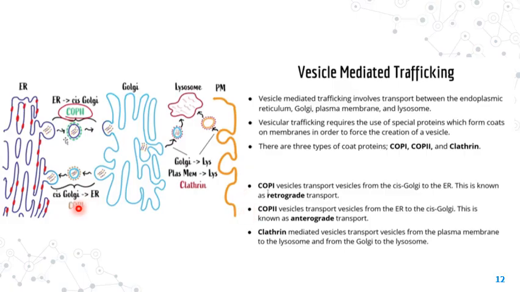The second way is by COP1. That one goes back to the ER, so this is your retrograde process. And the third one is by clathrin. It's not COP3. I wish it was COP3, but it's clathrin. Clathrin is not involved in this area over here. Clathrin is going to be involved in this section, going between the Golgi and lysosomes, or between the plasma membrane and lysosomes. So you have COP1, COP2, and clathrin.